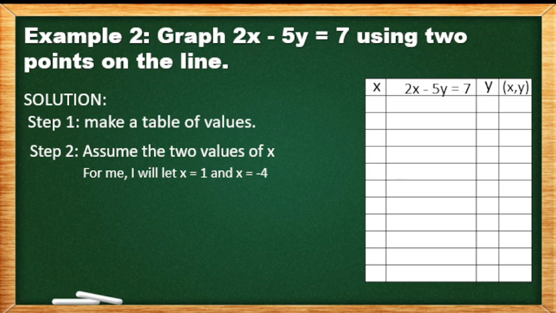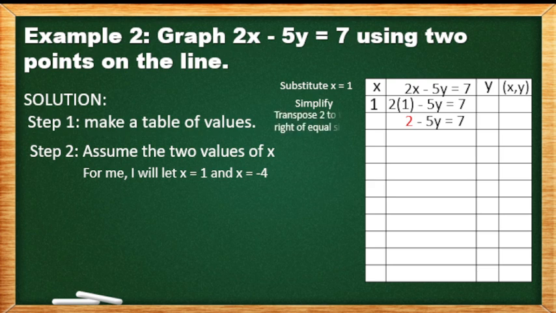Okay. First, inassume ko na 1 yung x. So, therefore, substitute the value of x doon sa equation. So, ang mangyayari, magiging 2 times 1 minus 5y is equal to 7. Then, simplify natin. So, 2 times 1 is equal to 2. So, meron tayong 2 minus 5y is equal to 7. Then, we need to transpose 2 to the right. So, meron tayong negative 5y is equal to 7 minus 2. Then, simplify ulit. So, 7 minus 2 is equal to 5. So, meron tayong negative 5y is equal to 5.